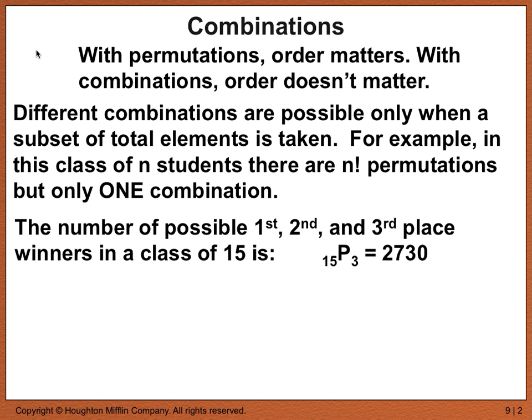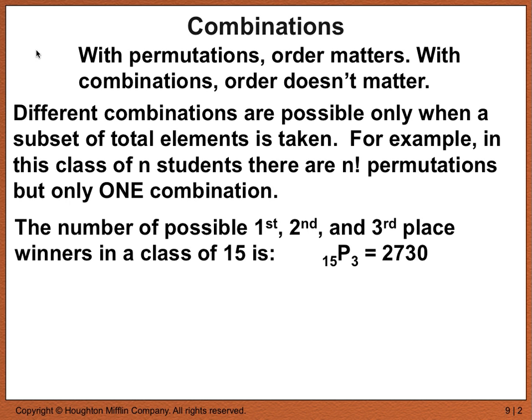So here's a specific example of a permutation. This is just to review what we already learned, because now we're going to compare permutations to combinations. The number of possible first, second, and third place winners in a class of 15 is 15P3, and that's 2,730. Again, don't worry about calculating the 2,730 yourself. We're going to get to that later, and you did some of that in the last section anyway.